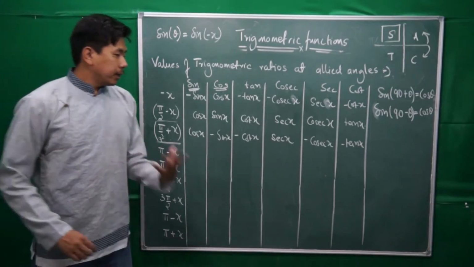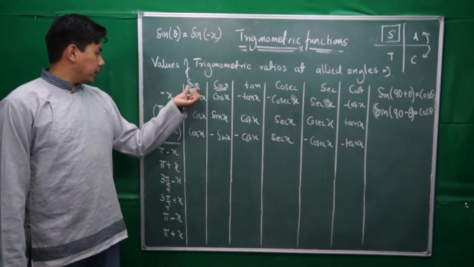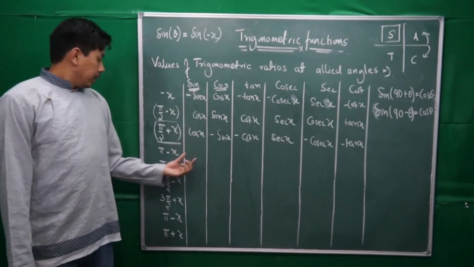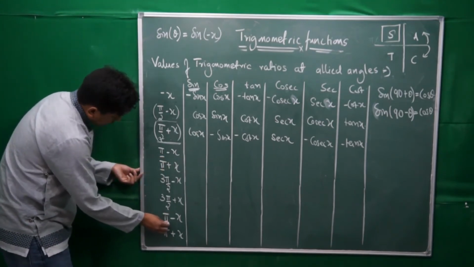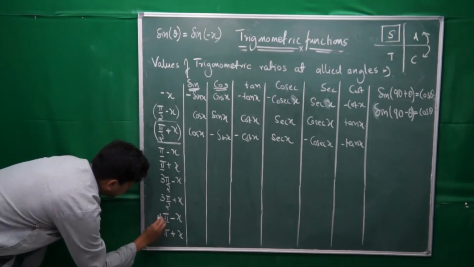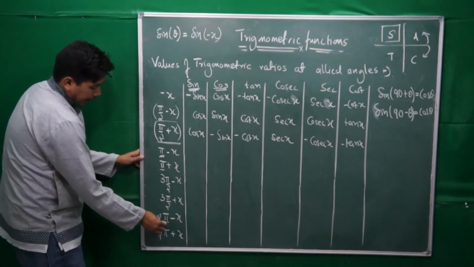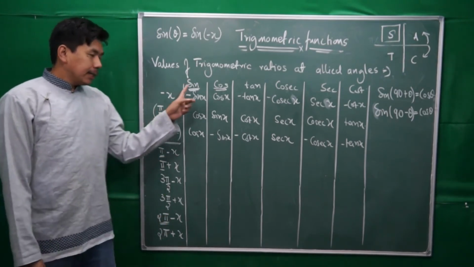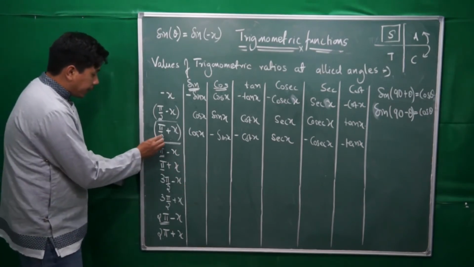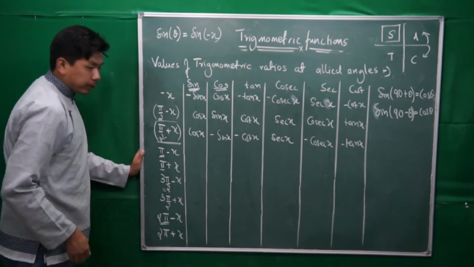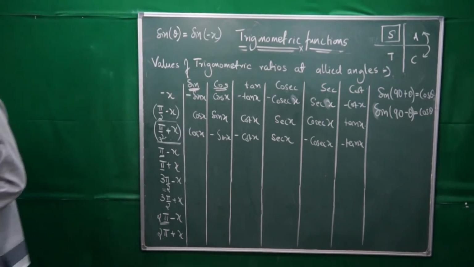Now, for certain angles, we need to change it. For example, for pi by 2 plus x, we changed sine into cos. Now, in case of pi or 2 pi, okay, so in case of pi and 2 pi, what happens? Sine remains sine. For pi by 2 or 3 pi by 2, sine changes into cos. Now, how do you remember it?